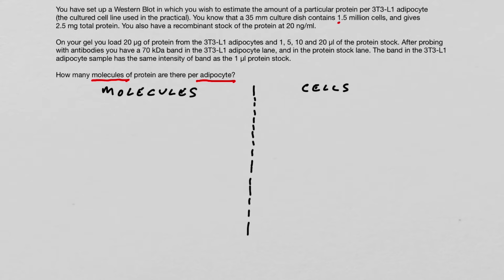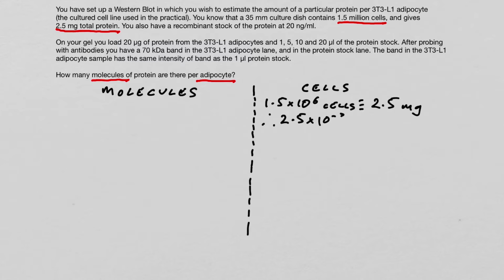From the text we can see that we've got 1.5 million cells per plate, and they give 2.5 mg of total protein. So this means that 1.5 million cells is equivalent to 2.5 milligrams of protein. Therefore, 2.5 times 10 to the minus 3 grams of protein is equal to 1.5 times 10 to the 6 cells.